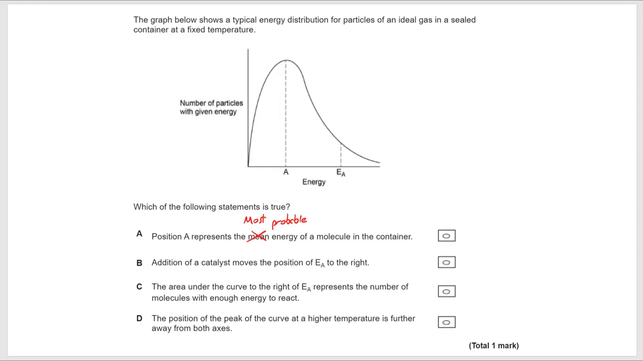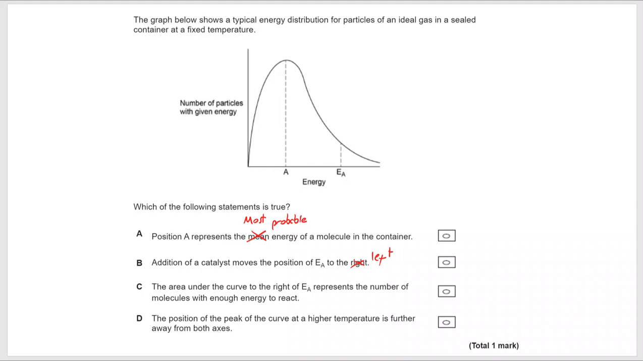Addition of a catalyst moves the position of EA, that's activation energy, to the right. No, it would move it to the left, thereby giving more particles energy equal to or greater than the activation energy, hence the rate of reaction goes up.